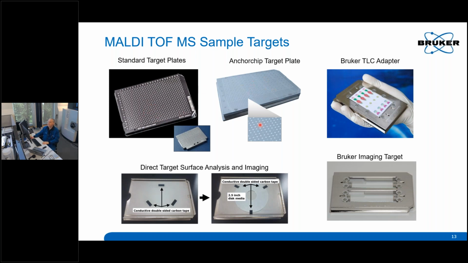We have an anchor chip target plate, which is useful if you have dilute solutions. When you deposit the solution on the surface, this little dot inside the well allows the solvent to evaporate and focuses whatever crystallizes onto that small spot. So if you have a low concentration, you get a nice small spot where hopefully you can get a spectrum. We have our TLC adapter; again, your TLC plate fits in here. We could then image the surface and not only have Rf values, but also get definitive chemical information right from your TLC. This is the imaging target where you can put glass slides in there with your tissue sample and image those. And we can also affix certain things to the surface of the target.